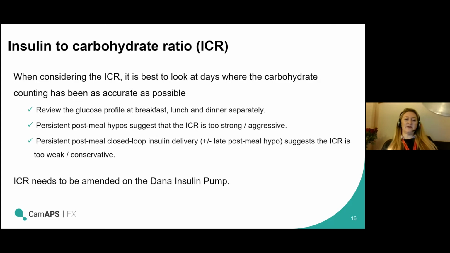So you're looking for both of those things and trying to work out what needs to happen to that carb ratio, what needs to be changed. And just a reminder that you change your carb ratios on the insulin pump itself, and the app, the phone, will read those from the pump.